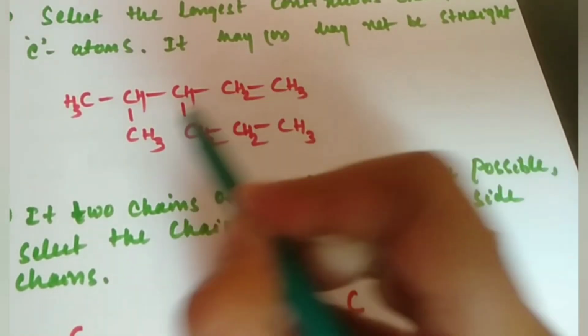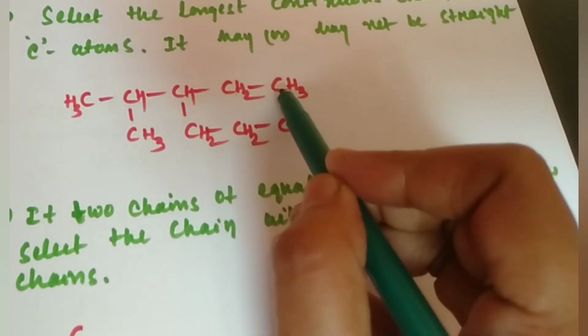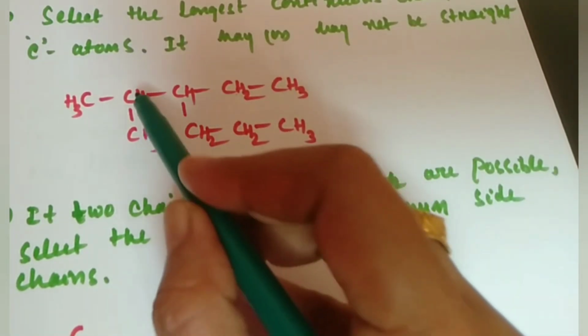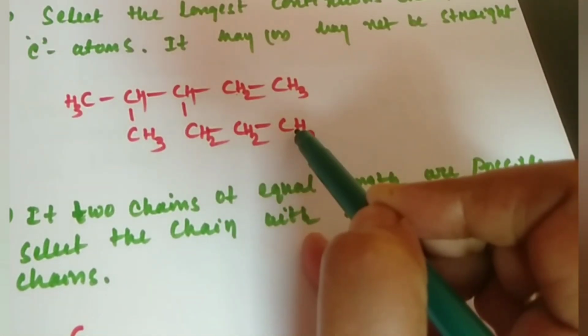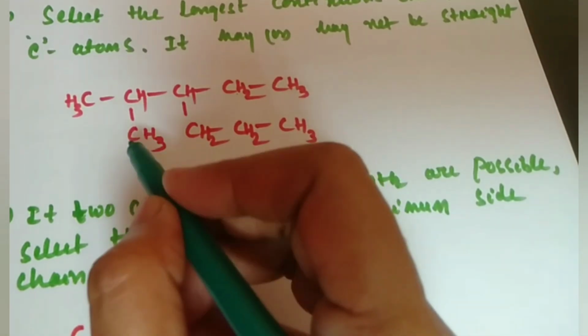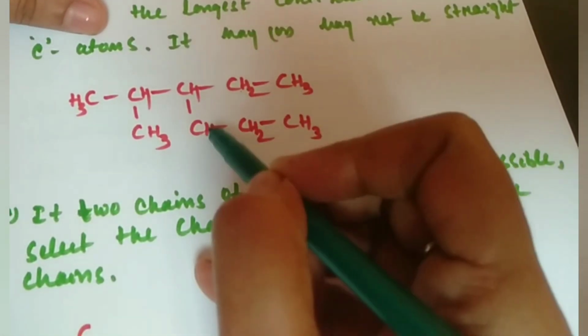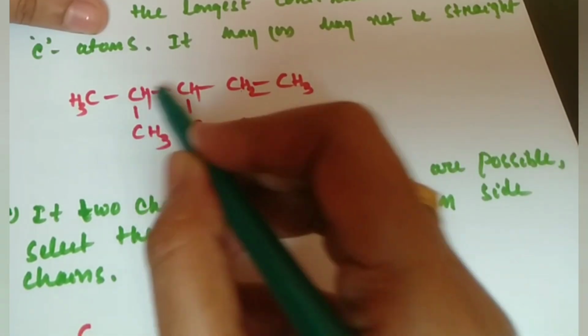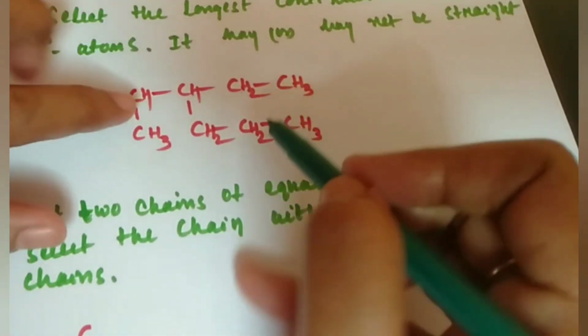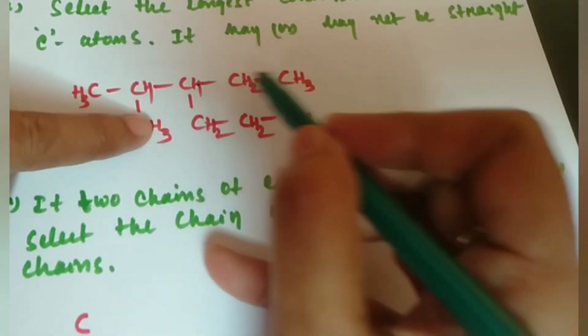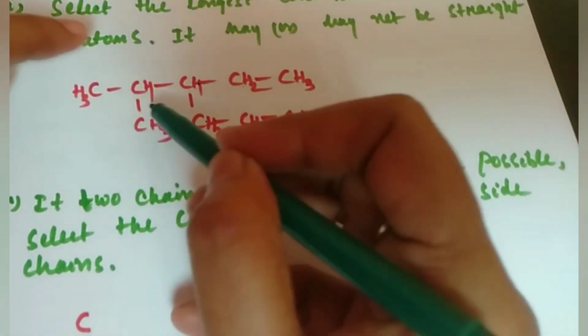Okay, or you can proceed 1, 2, 3, 4, 5. Or you may proceed 1, 2, 3, 4, 5, 6. So if I proceed from this side, 1, 2, 3, 4, 5, 6. Here also 1, 2, 3, 4, 5, 6. But if you proceed from the other side, you have only one substituent.